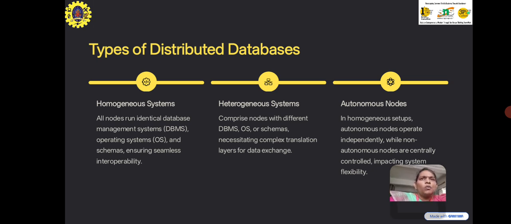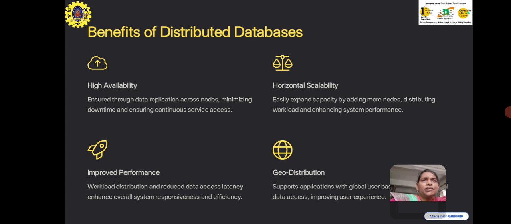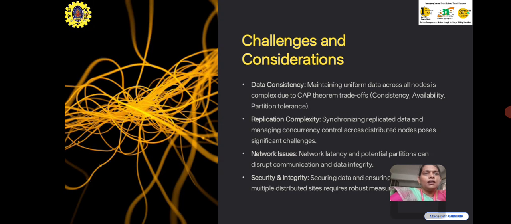Next, why use a distributed database? Because it offers high availability, scalability, high performance, and geo distribution. High availability means no single point of failure, and scalability means you just add more nodes when needed. Performance means fast access to data closer to the user, and geo distribution is perfect for global apps.